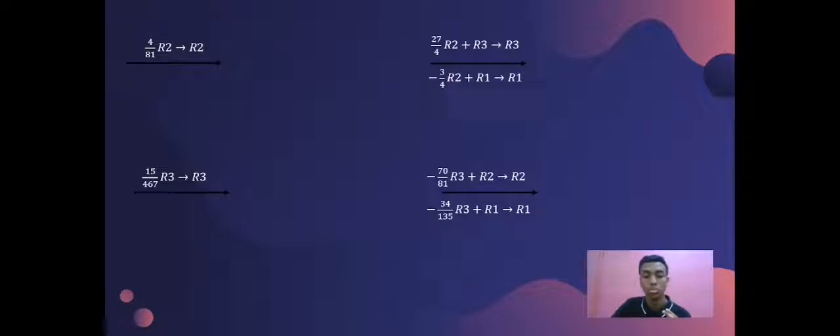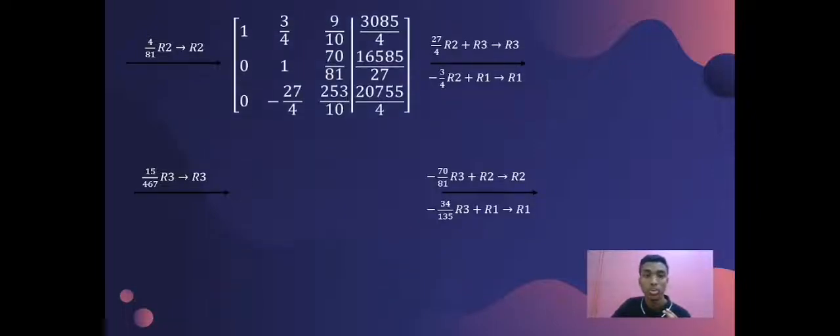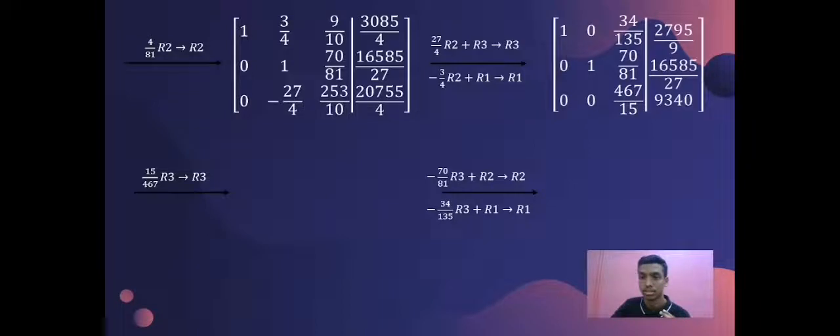Next, we need to find the leading one in the second column. So the ERO is 4 over 81 R2, we replace it to R2. So we will get this. Then we need to make sure that entries above and below the leading one in the second column become 0. So the ERO is 27 over 4 R2 plus R3, we replace it to R3. And the second one is negative 3 over 4 R2 plus R1, we replace it to R1. So we will get this.